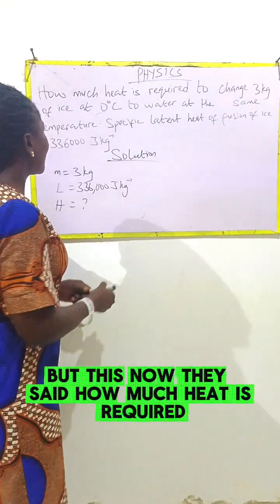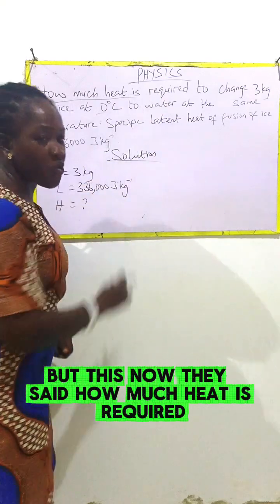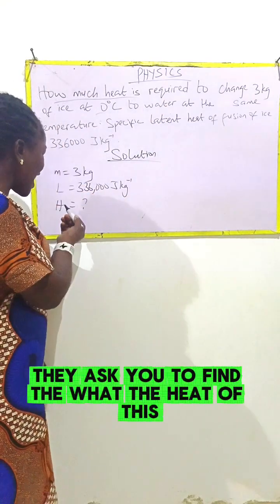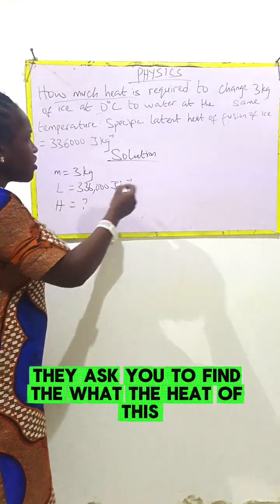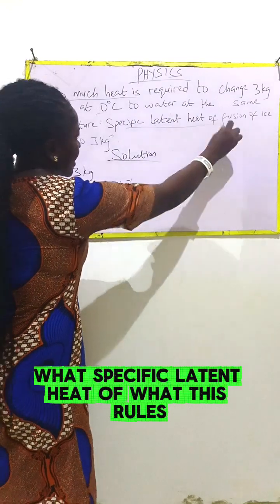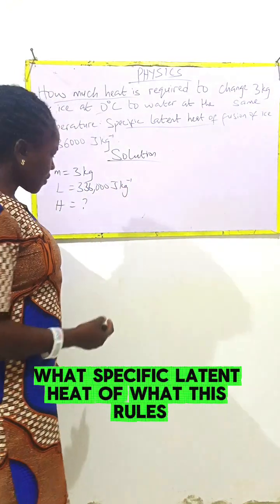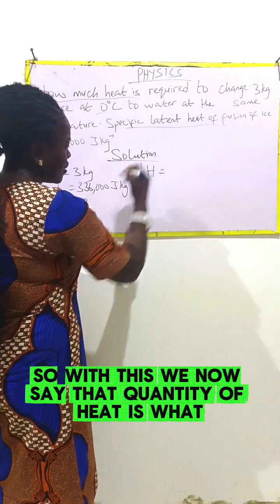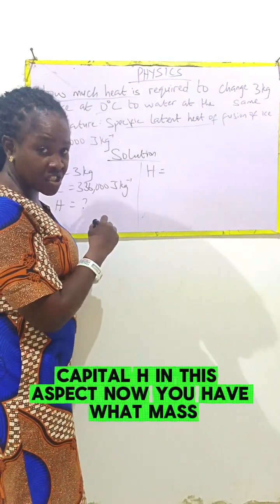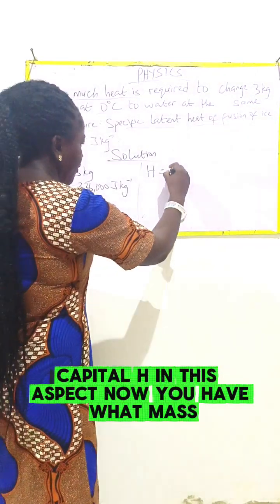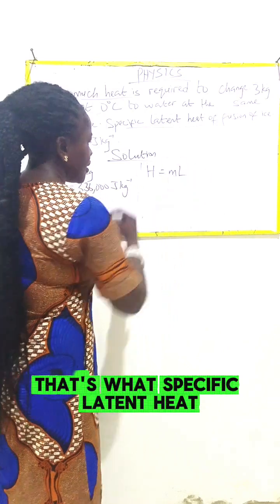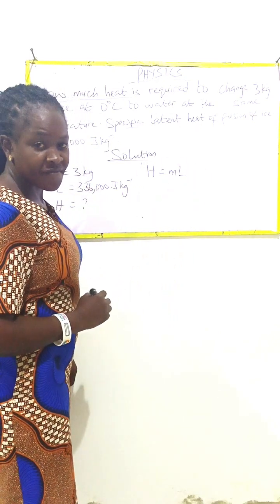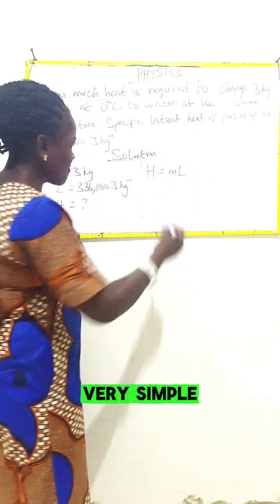But now they said how much heat is required. Without knowing that, they ask you to find the what? The heat of this what? Specific latent heat of what? This fluid. So with this, we now say that quantity of heat is what? Capital H in this aspect. Now you have what? Mass times what? Specific latent heat. Very simple.